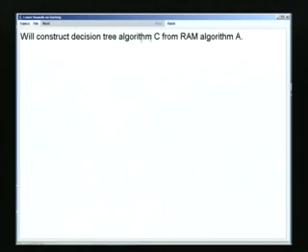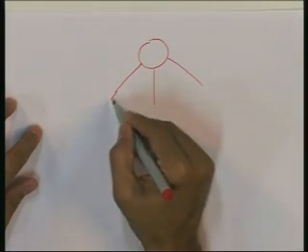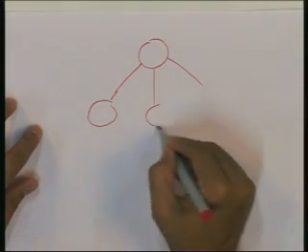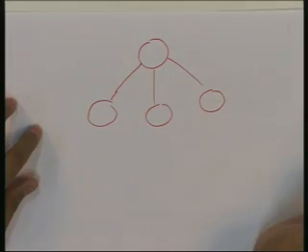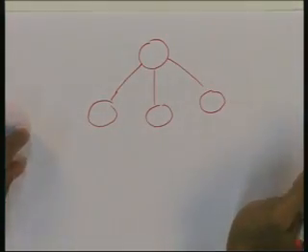Okay, so this is what we are going to do. We are going to construct C from RAM algorithm A. So let me remind you what C looks like. C is going to be some root node, maybe some branches, maybe nodes over here, and so on. If I tell you how these things are going to be labeled, then I am done.